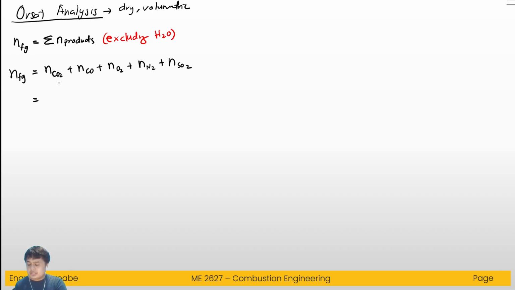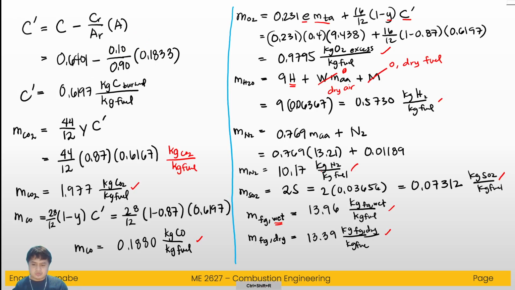So to find this, we know that this one is in kilogram of, let's say, nitrogen per kilogram of fuel. But we know that molecular weight is in kilogram of that element per kilomole, di ba?